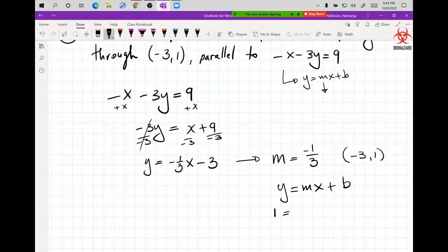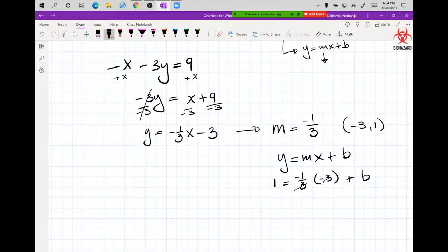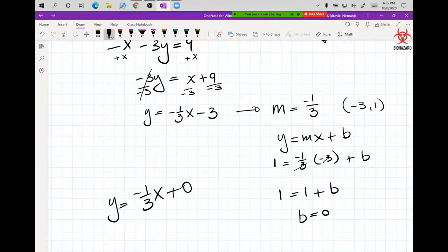y is 1, m is negative 1/3, x is negative 3, oh that's convenient, plus b. The 3 and 3 will cancel, negative and negative make a positive. Nice. So 1 is equal to 1 plus b, so b must be 0. Or you can say minus 1 on both sides, whatever. So now we know what the formula is: y equals negative 1/3 x plus 0, but we're not going to write plus 0 because there is no reason to write plus 0. And there is the equation. So this equation is parallel to the line they gave us, and it's going through the point (-3, 1).